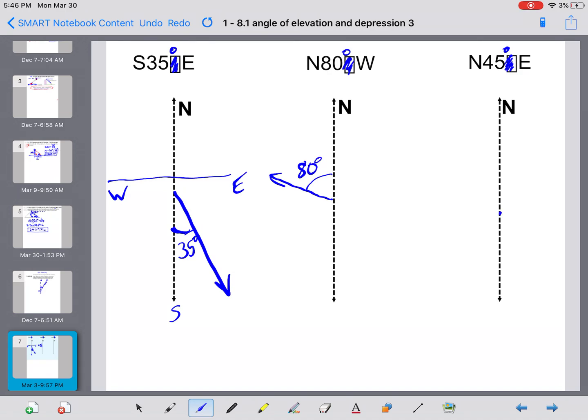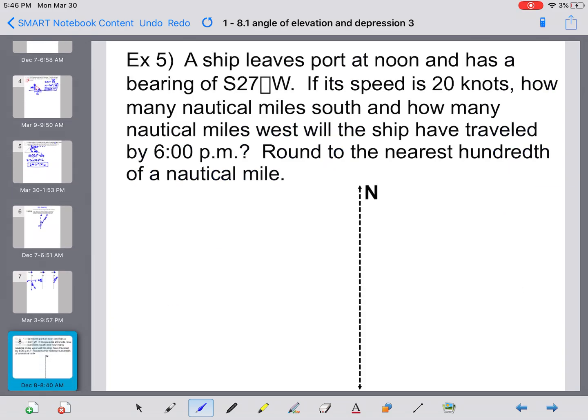45 degrees northeast. It's going to look something like this. That is northeast. This angle right there is the 45 degree angle. All right, so that is how you set up bearing angles. Let me show you an application really fast. This is the last thing we're going to do.